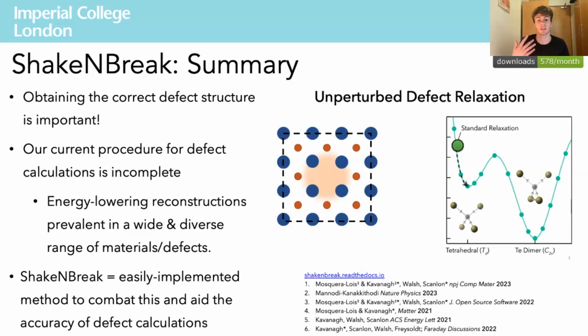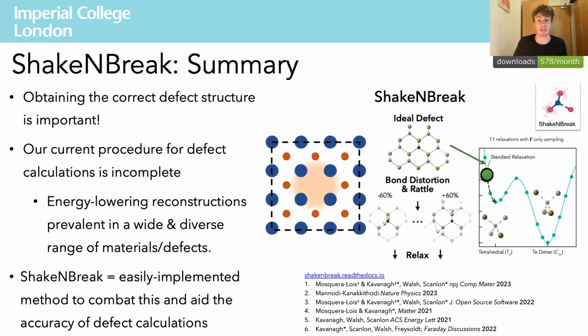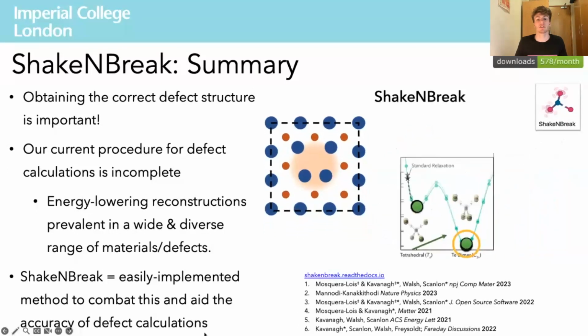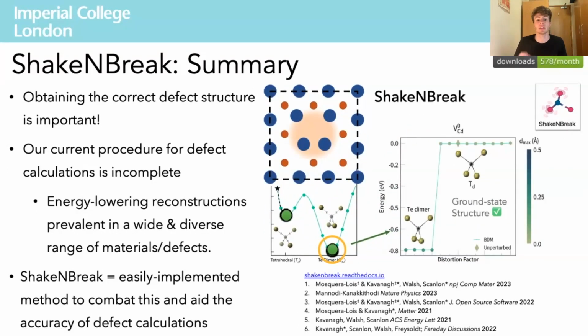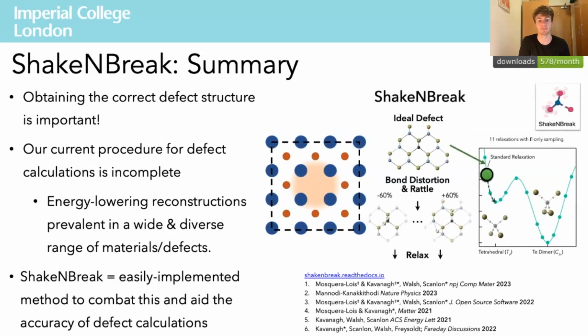So along with this, we've built an automated workflow and package called ShakeNBreak to implement our defect structure searching method, which we find to work surprisingly well for its simplicity. I don't have time to go into the details of the method today, so if you're interested, please check out our documentation or papers on it. But in summary, it involves using a coarse scan of the defect potential energy surface in order to identify different defect structures or potential defect structures, and thus energy lowering reconstructions. And we've worked hard to make this package as user-friendly and automated as possible.